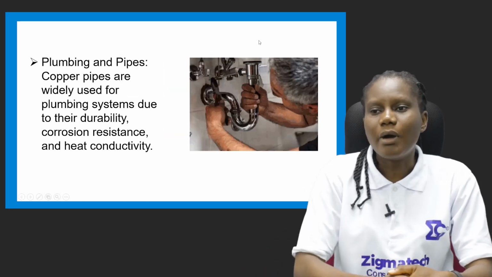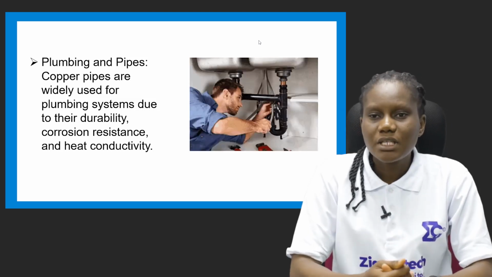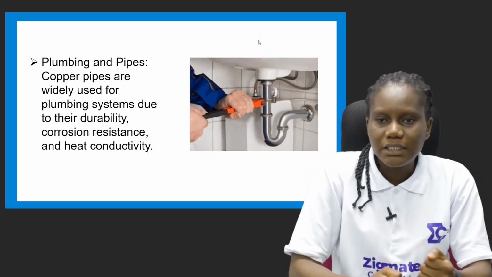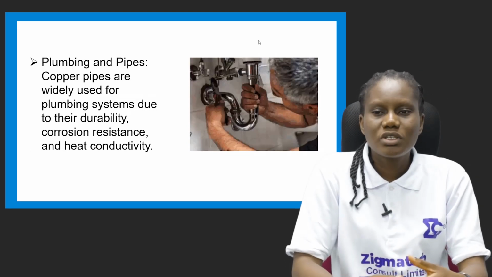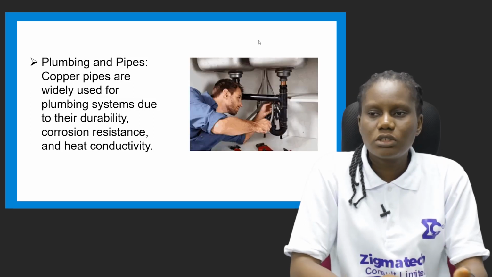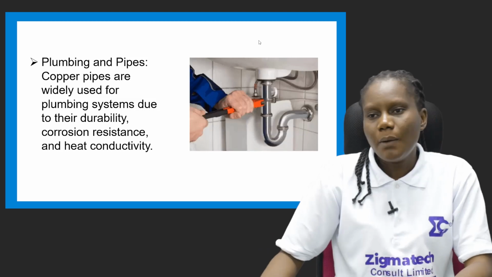Also in plumbing and pipes. Copper pipes are used widely for plumbing systems due to their durability, corrosion resistance, and heat conductivity. So you can see that copper is also used in plumbing and pipes.